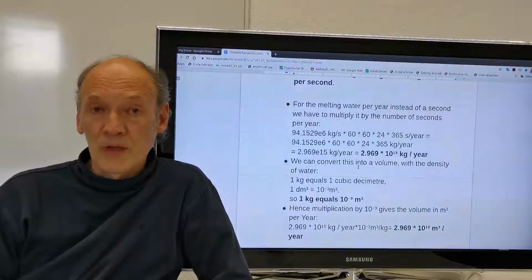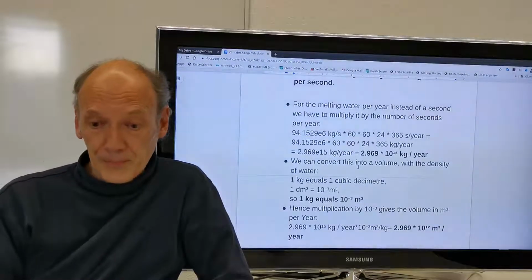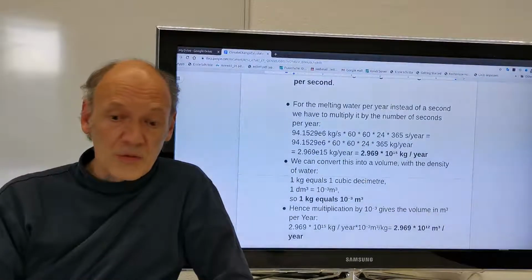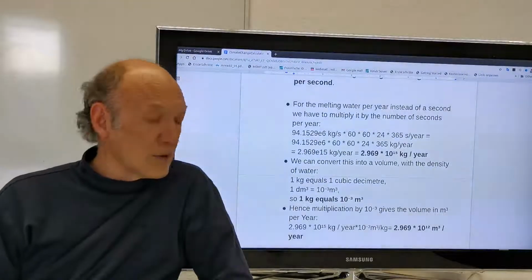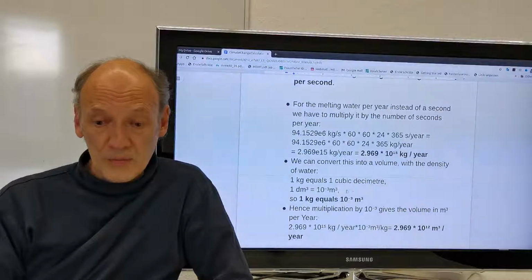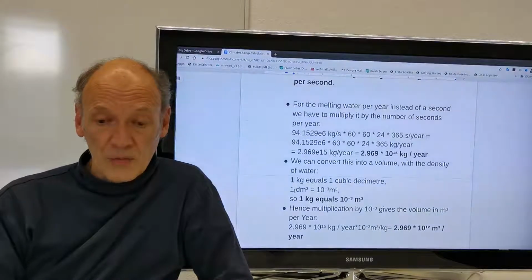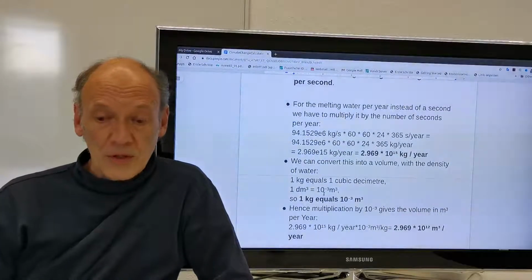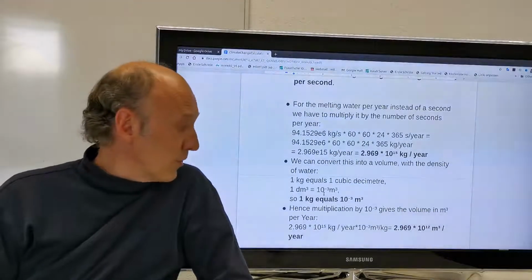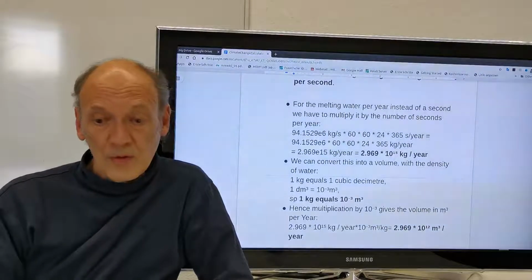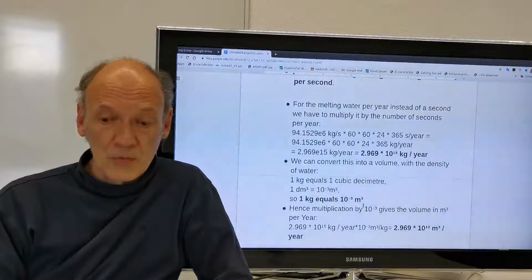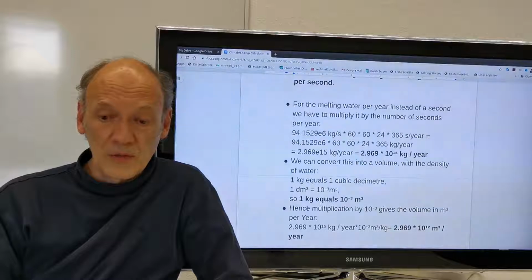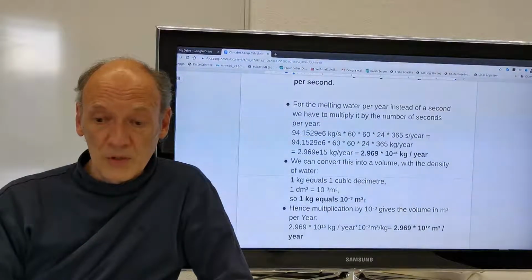Because we need the volume to get a sea level rise. For that we need the density of water. We know that 1 kilogram is 1 liter and 1 liter is 1 cubic decimeter. So we can write it as 1 cubic decimeter is 10 to the minus 3 cubic meter, right? So that means 1 kilogram equals 10 to the minus 3 cubic meter. So we can just replace the kilogram by 10 to the minus 3 cubic meter in our formula.